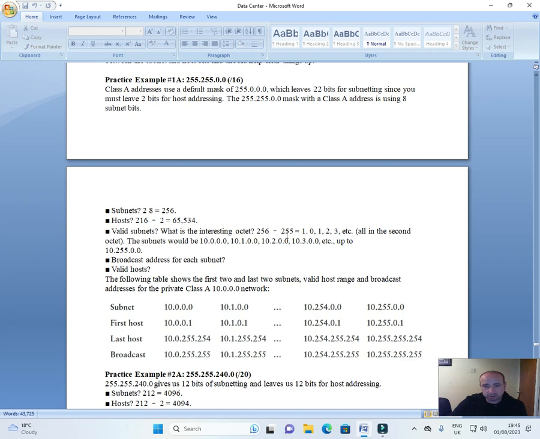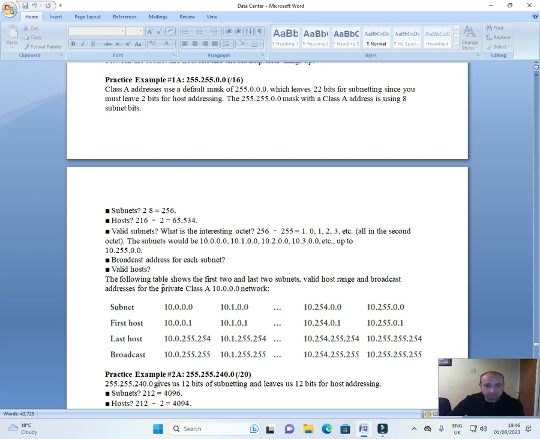What is the interesting octet? 256 minus 255 equals 1, so 0, 1, 2, 3, etc., all in the second octet. The subnets will be 10.0.0.0, 10.1.0.0, 10.2.0.0, 10.3.0.0, etc., up to 10.255.0.0.